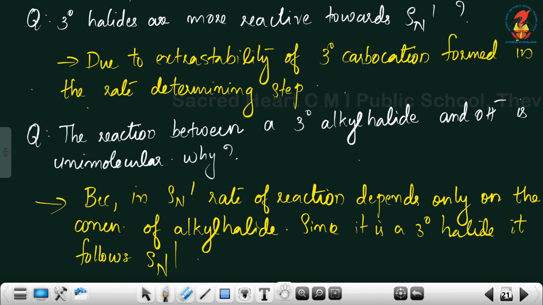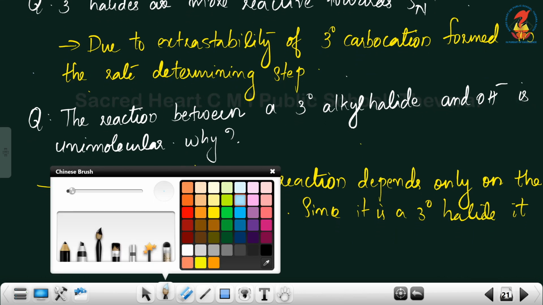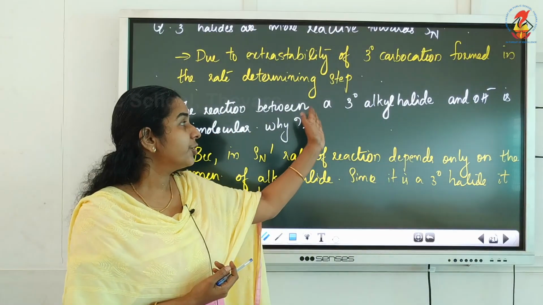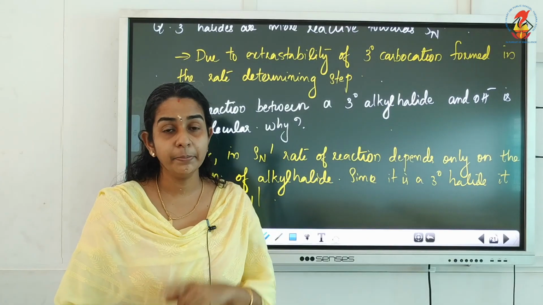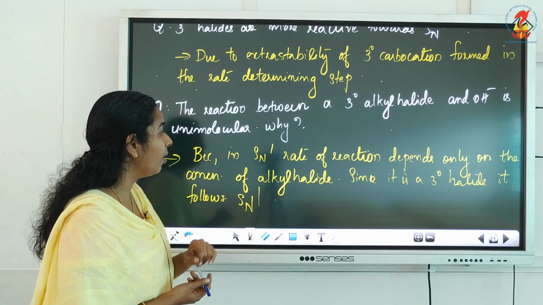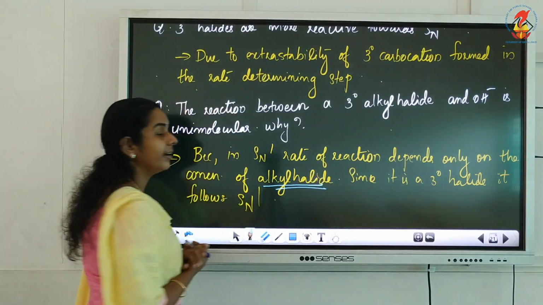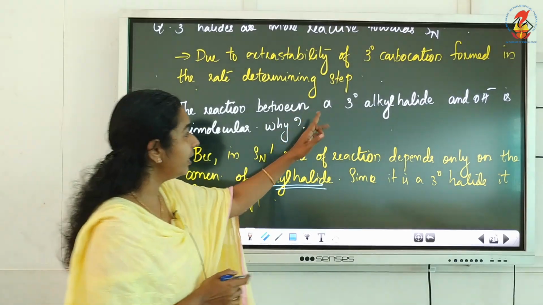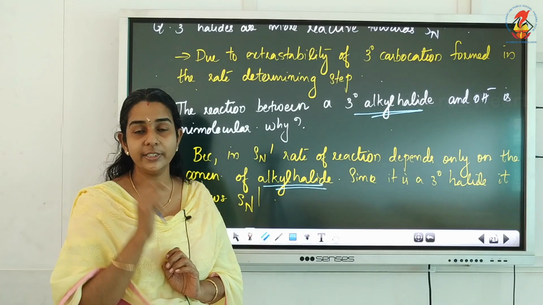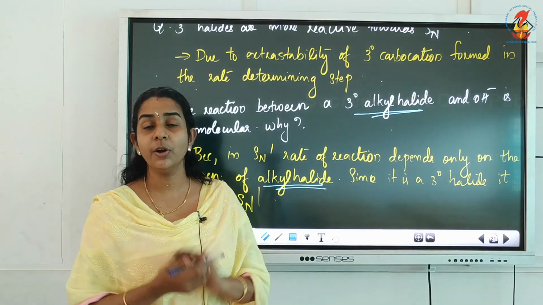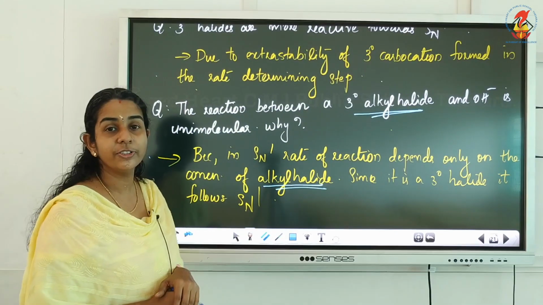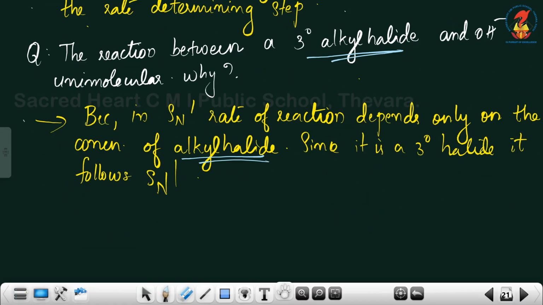Now, the next question is, the reaction between tertiary alkyl halide and OH minus is unimolecular. Why is it unimolecular? Tertiary alkyl halide and OH minus are there, but the rate of reaction in SN1 depends only on the concentration of alkyl halide. So it depends only on the tertiary halide concentration, not on OH minus, because in the first step no OH minus is participating; OH minus comes only in the second step. So the rate depends only on the concentration of alkyl halide, that is why it is unimolecular.